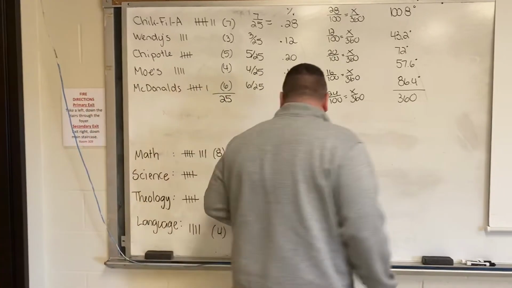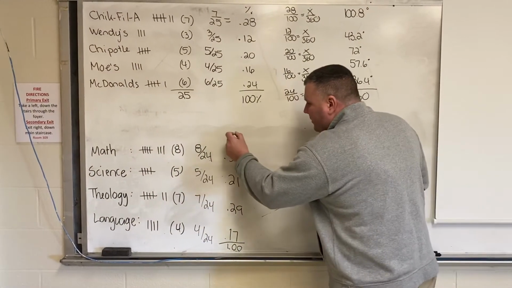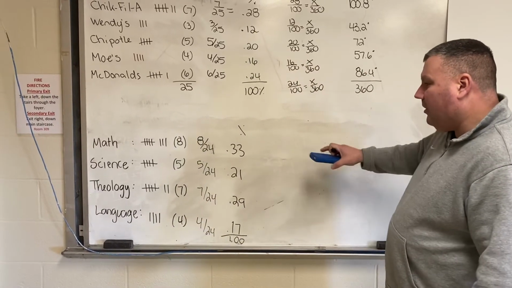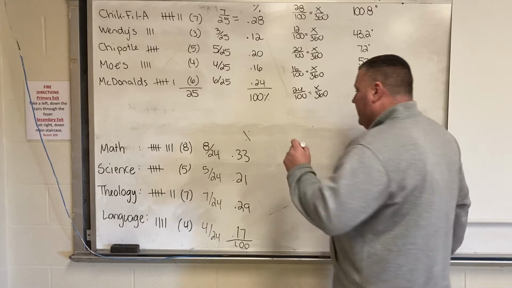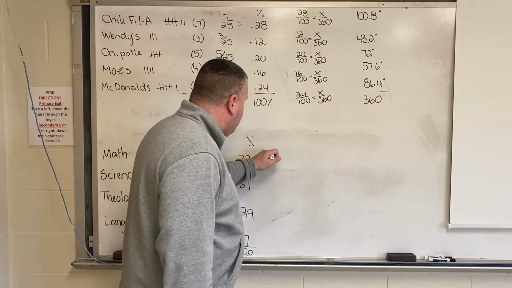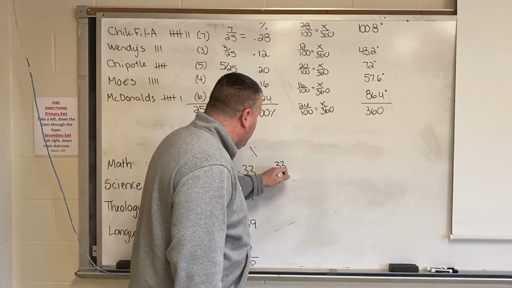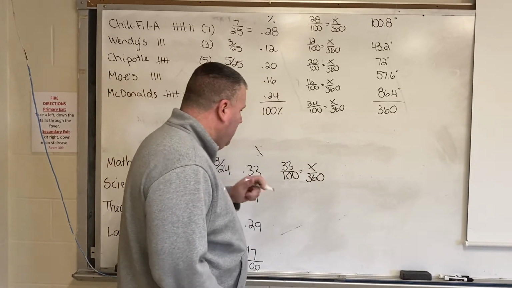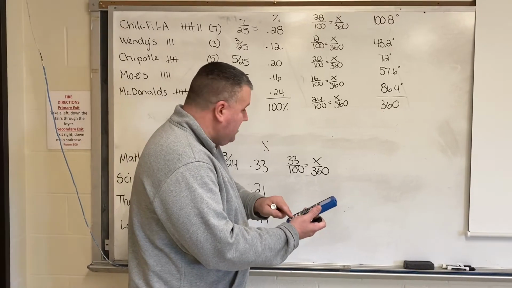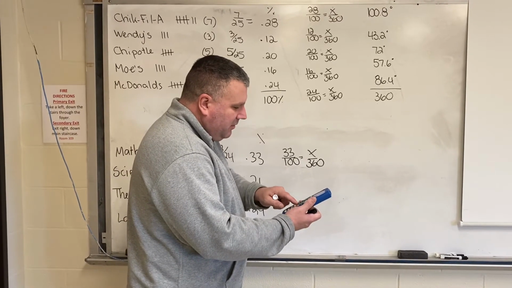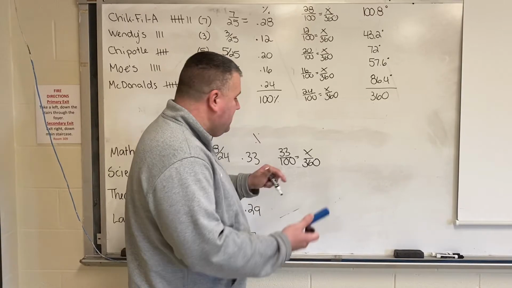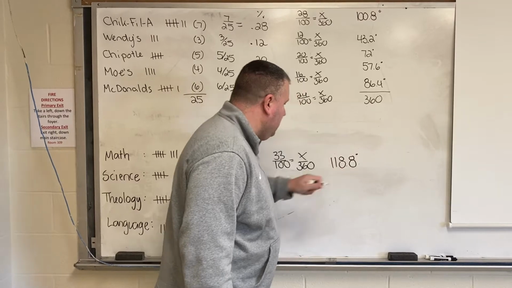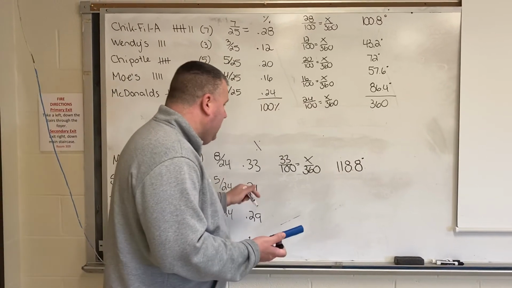Now we need to calculate this. Again, these are our percents. Now we're going to have to go through and calculate this out into degrees. So we're going to do 33% over 100 is equal to x over 360. So I'm going to do 33 times 360, divided by 100, and this is equal to 118.8 degrees. Let's go through and I'm going to quickly calculate the rest of these.